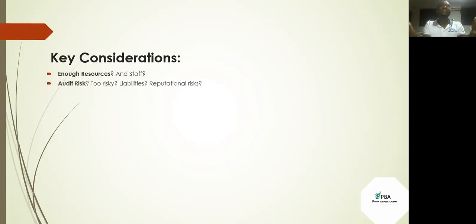Audit risk. Is this too risky? Is there any reputational risk by auditing this person? Not all clients are ones you're supposed to take up. It's not everything you're supposed to eat. It's not every client you're supposed to take. But resigning or rejecting a client should be the point of last resort. Look for safeguards. Try to find a way of getting into that client.